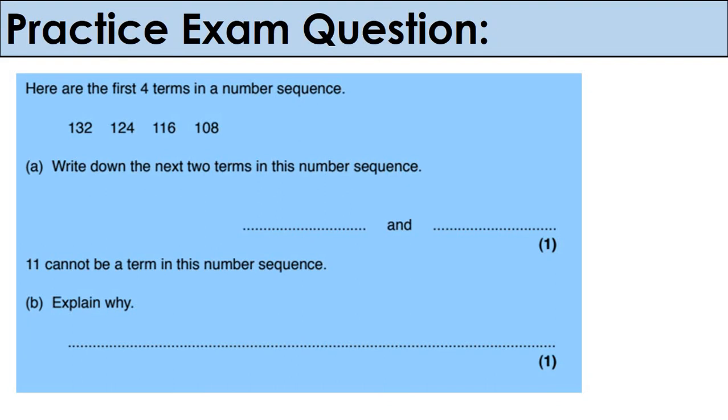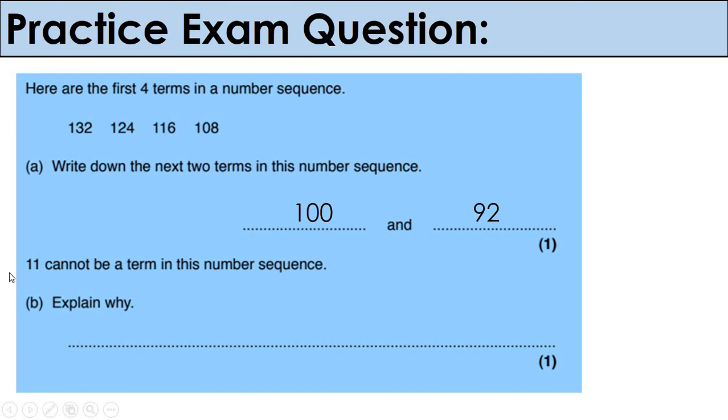Right, good. So here are the first 4 terms in a number sequence. We've got 132, 124, 116 and 108. And you've been asked to write down the next 2 numbers, or the next 2 terms in the sequence. And you've probably worked out that what you're doing each time here is subtracting 8. So we'll keep subtracting 8, we'll do it 2 more times. 108 take away 8 is 100, and 100 take away 8 is 92.